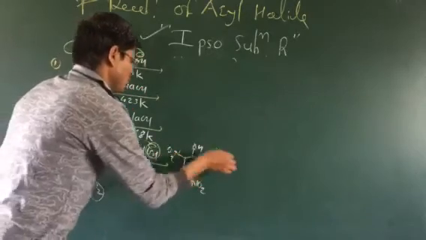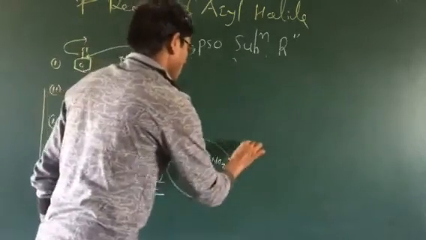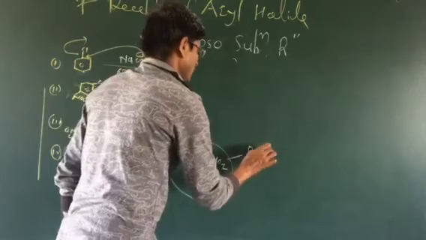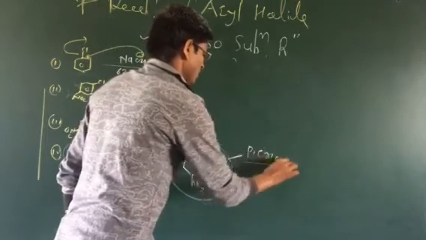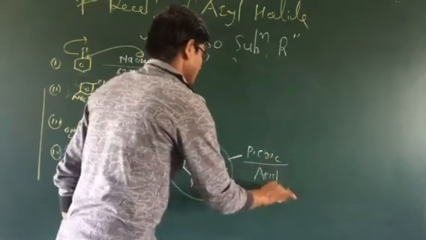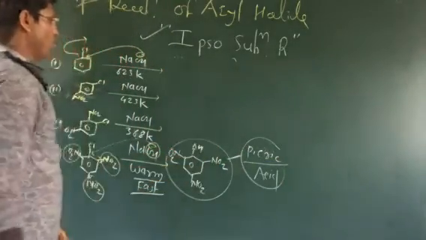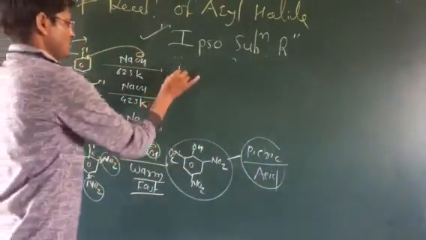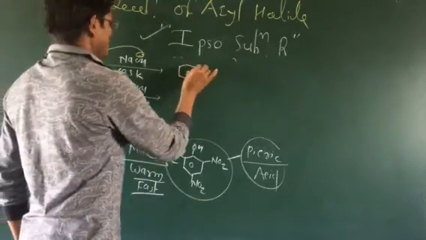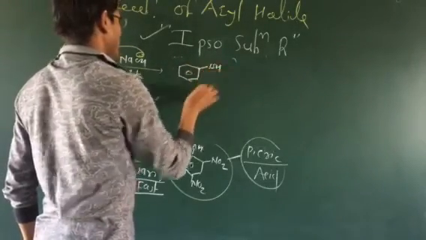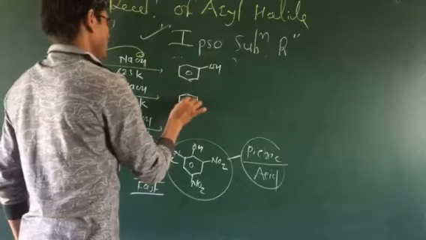The product obtained is nothing but picric acid. The name of the compound is known as picric acid. So in this case, with this compound, the chlorine is replaced by a hydroxy group. There is a requirement of time.